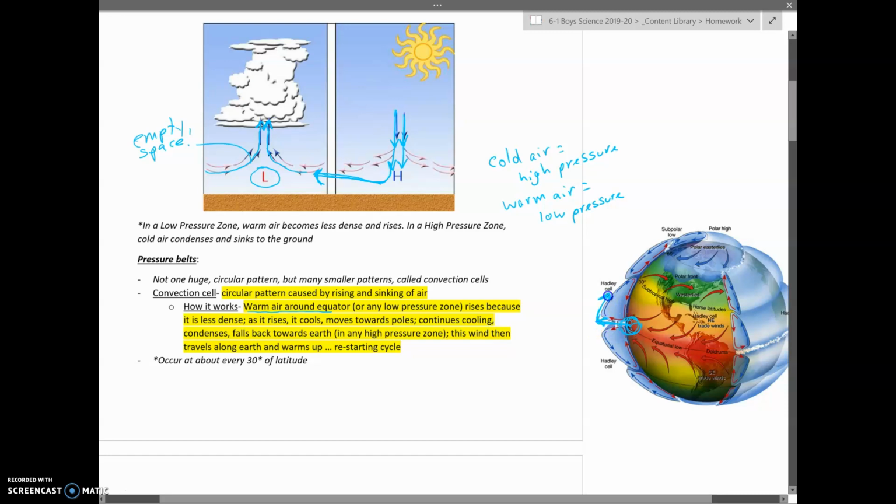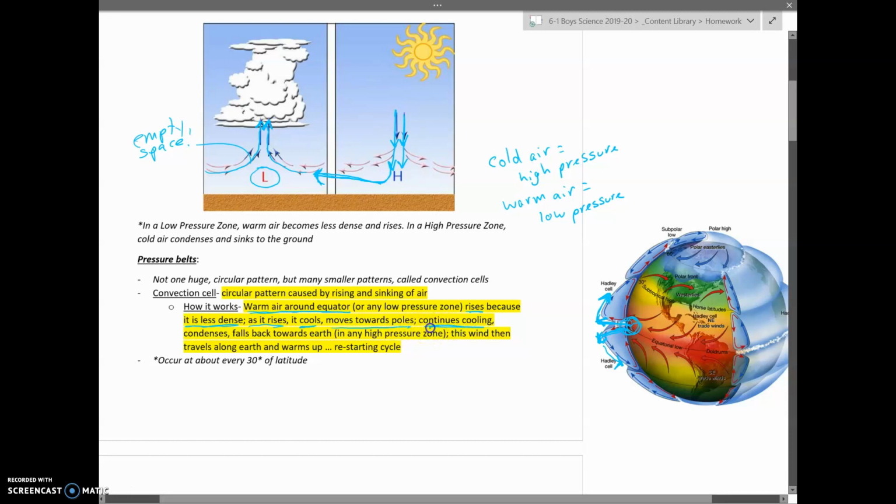And this will happen, it might flow north towards the North Pole, or air at the equator might start to flow south towards the South Pole. So here we have it again. Warm air around the equator rises because it's warm and therefore less dense. As it rises, it cools and it starts to move towards the poles. It moves away from the equator towards the cooler places.